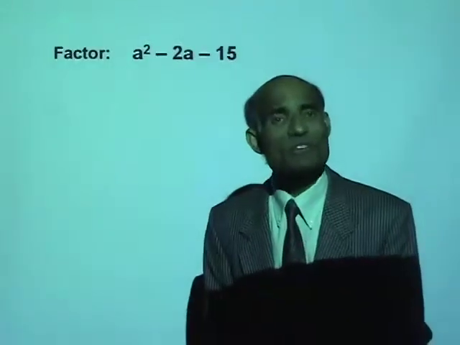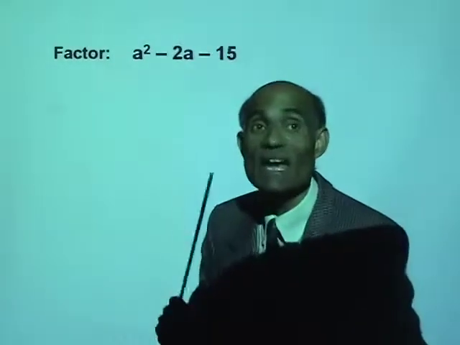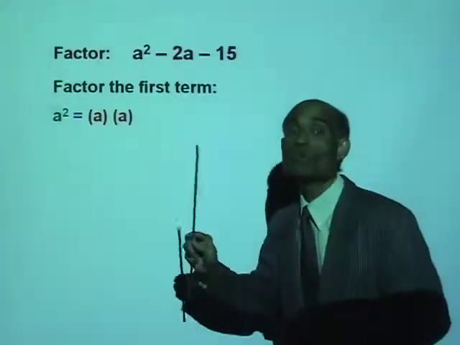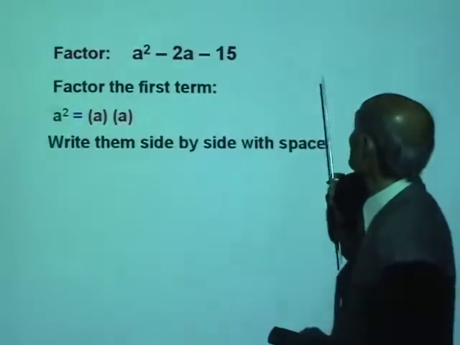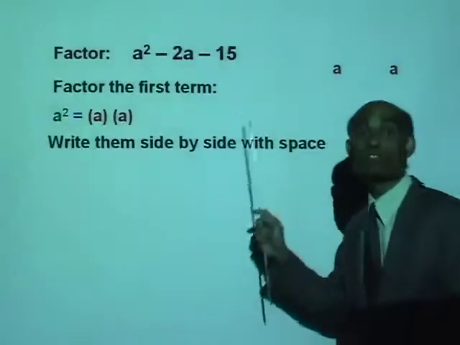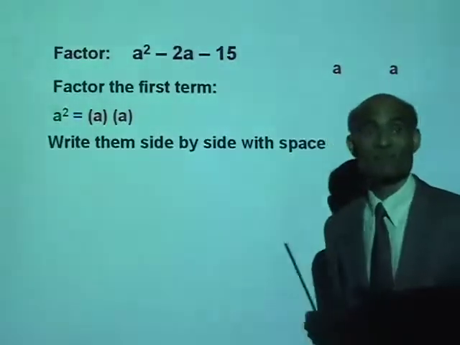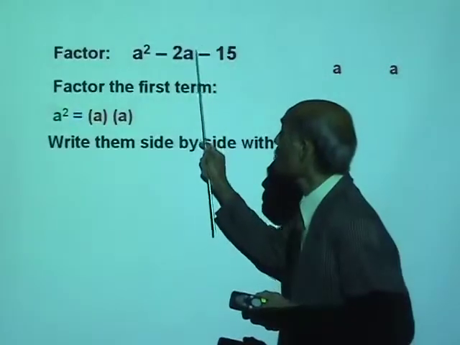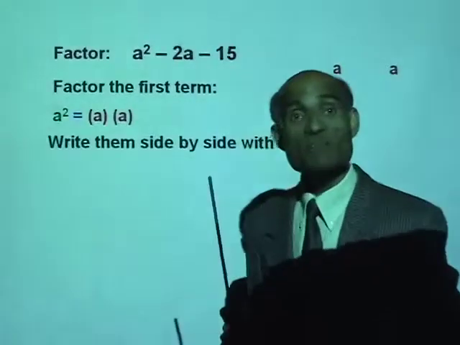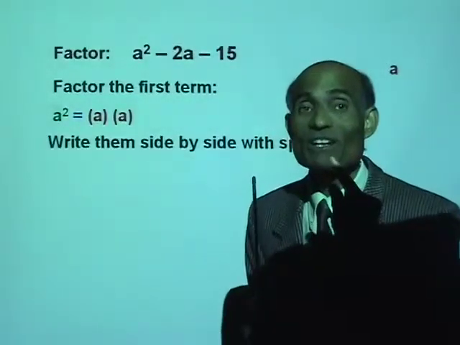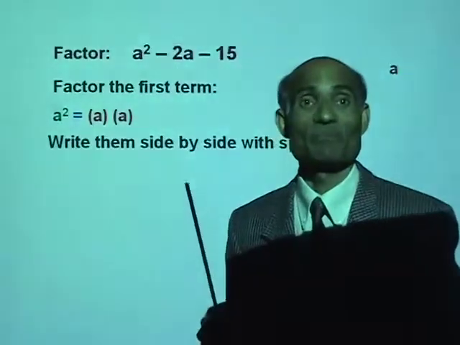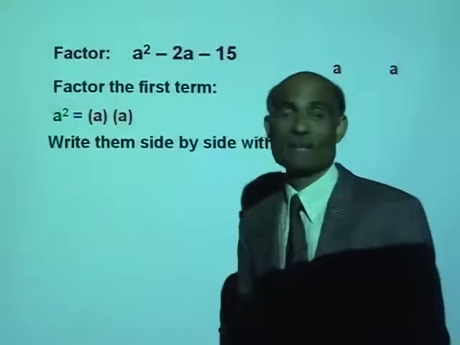Well, there's only one way to do that. A squared is a times a. There you are. A times a. What do you do with them? Write them side by side with some space between them. This is for the purpose of doing our test. Okay. Now factor the last term. The last term is negative. A negative number can only be factored as a positive number times a negative number. Now, can you factor that for me?